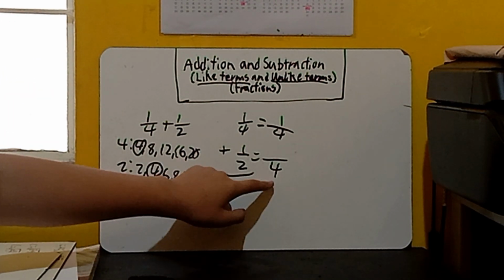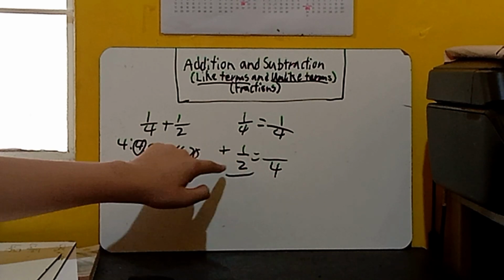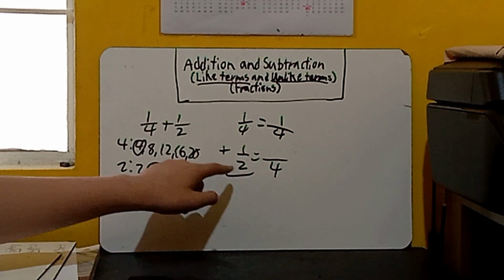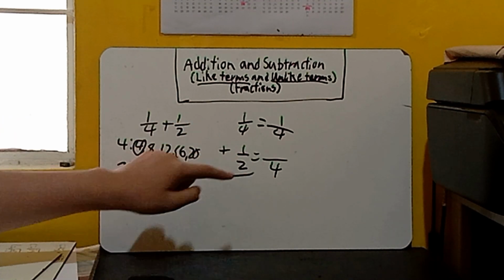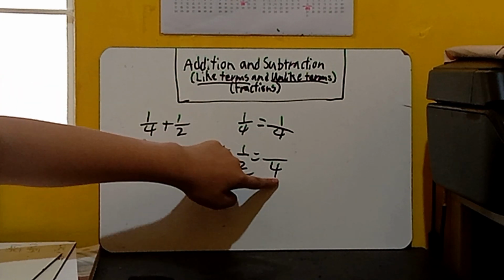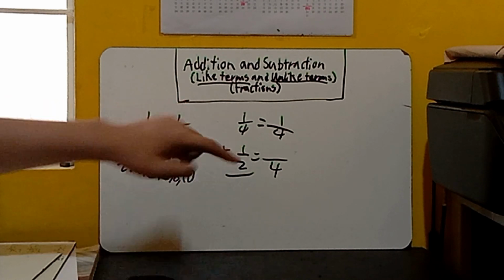So now what about this? We divide this 2 and then we're gonna multiply it here. So what's 4 divided by 2? 4 divided by 2 is equal to 2. What's 2 times 1? 2 times 1 equals 2.